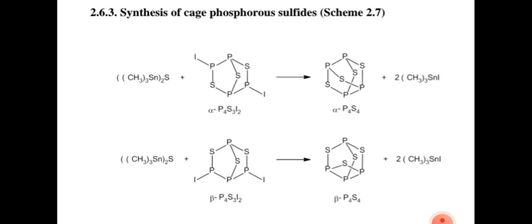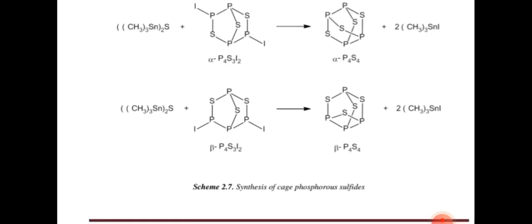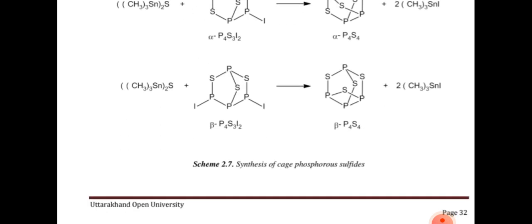(CH3)3Sn2S, alpha P4S3I2. Alpha P4S4 reacts with 2 moles of CH3SnI. Then (CH3)3Sn2S reacts with beta P4S3I2 to form beta P4S4 plus 2 moles of CH3SnI. Synthesis of cage phosphorus sulfides.